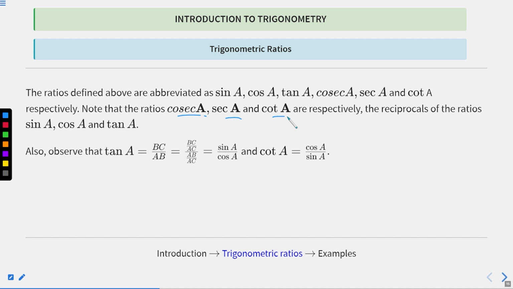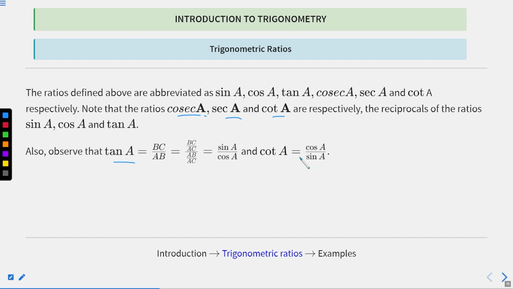Also observe that tan A is equal to BC over AB, and you can also write it as BC over AC divided by AB over AC. BC over AC is equal to sin A, and AB over AC is equal to cos A. So tan A is equal to sin A divided by cos A.